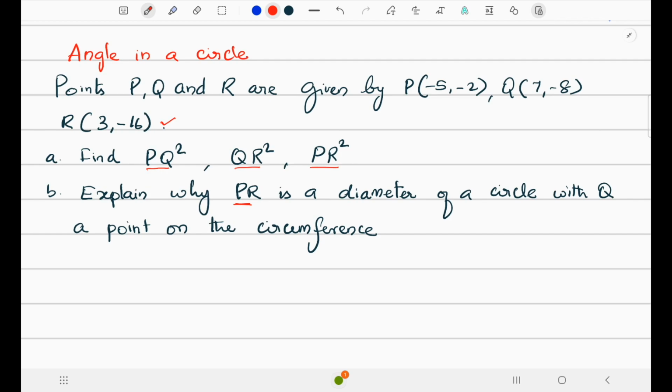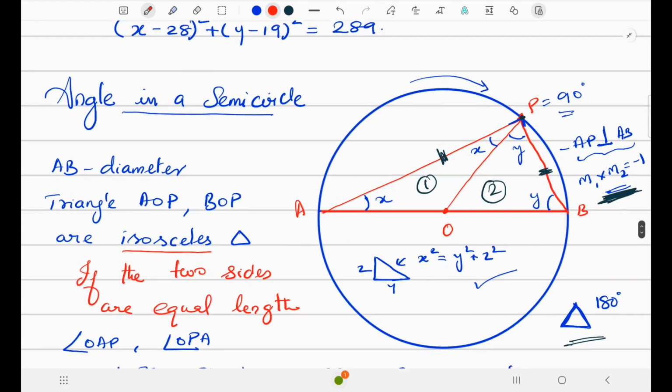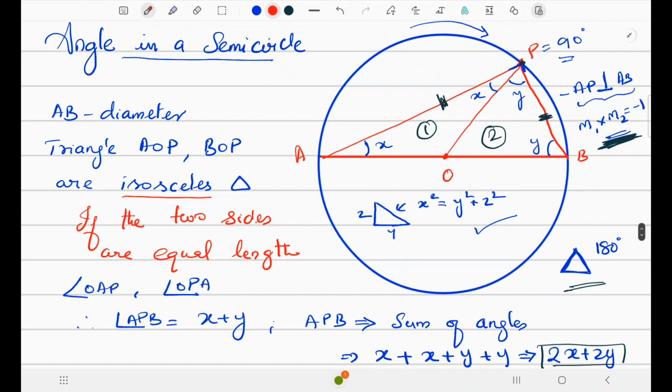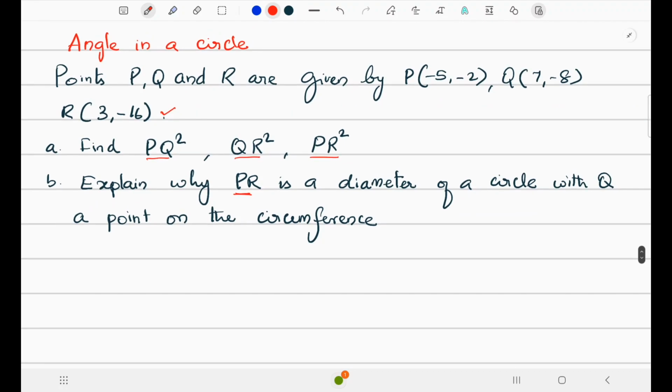Last video I explained the theory behind the angle of a circle. Please watch the video before continuing this video. Right? Good. Now we need to solve for the right angle triangle. Now, solution.